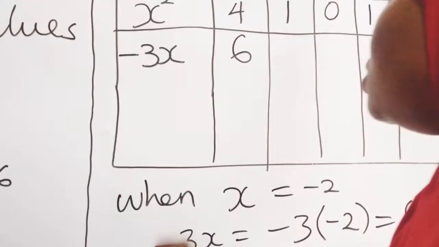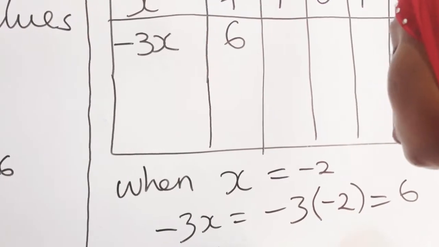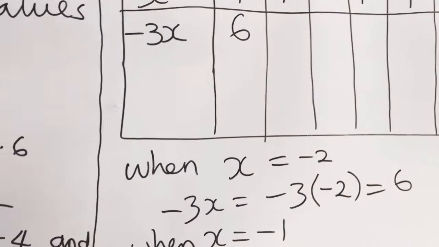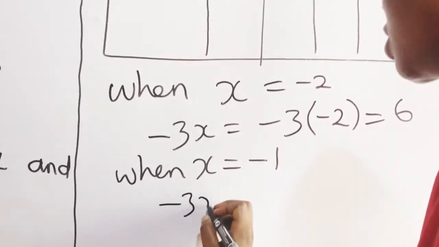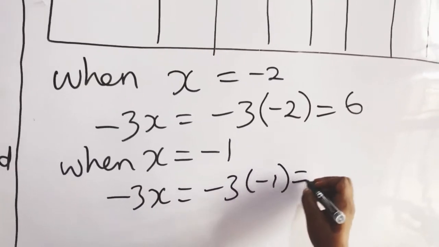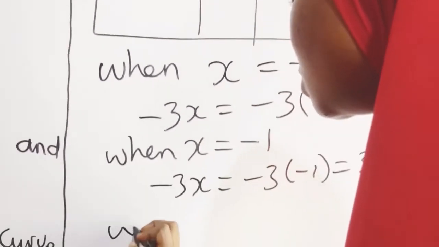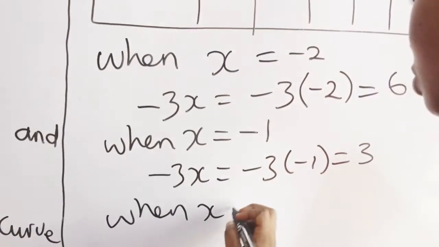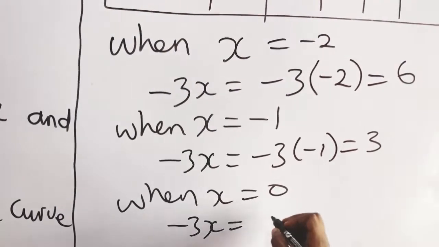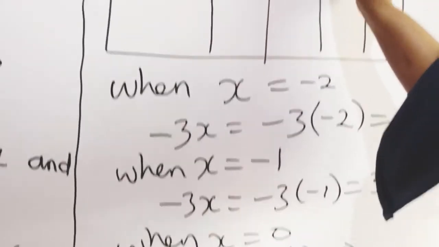So when x is equal to -1. In an essay, you have to show everything here. So -3x will now be equal to, anywhere we see x, we are going to put -1. So it's equal to 3. So when x is equal to 0, -3x is going to be -3 multiplied by 0 and is equal to 0.